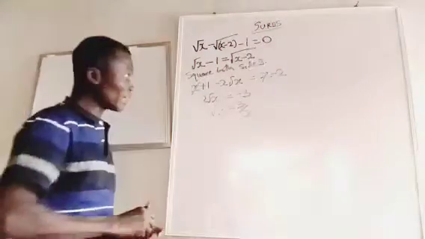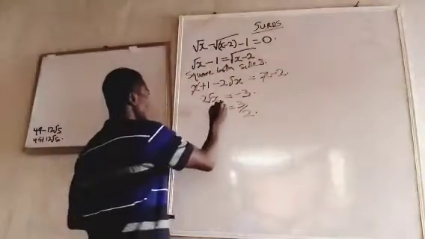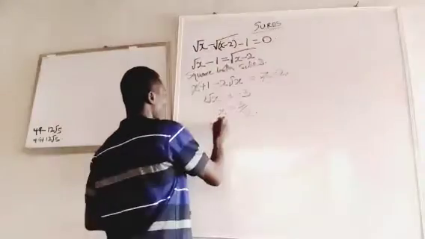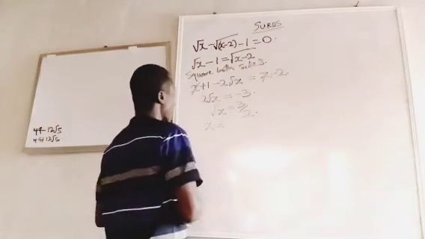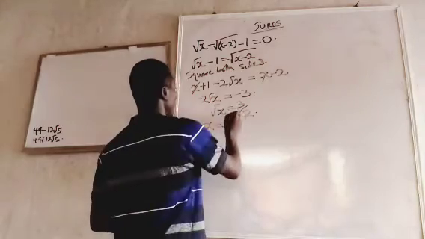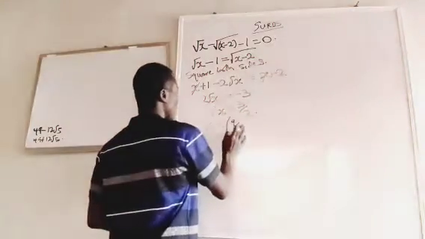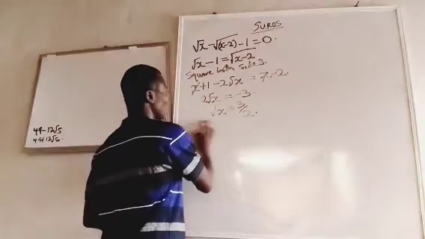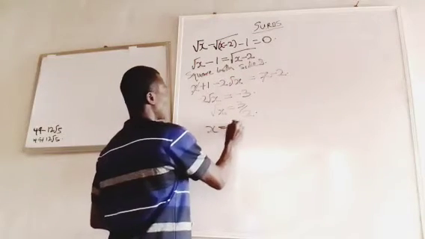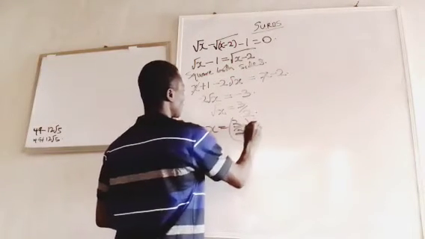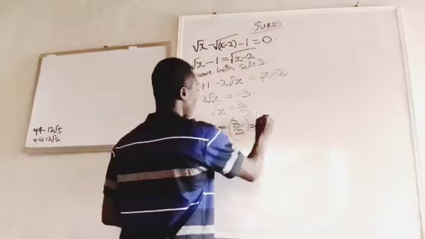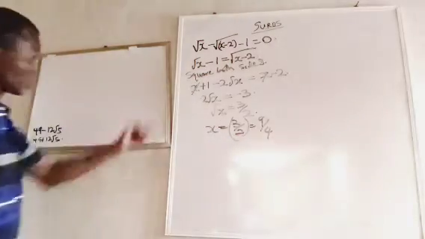So what will be the value of x for me now? x will be equal to the square of 3 over 2, which is 9 over 4. That is if I'm asked to work it out.